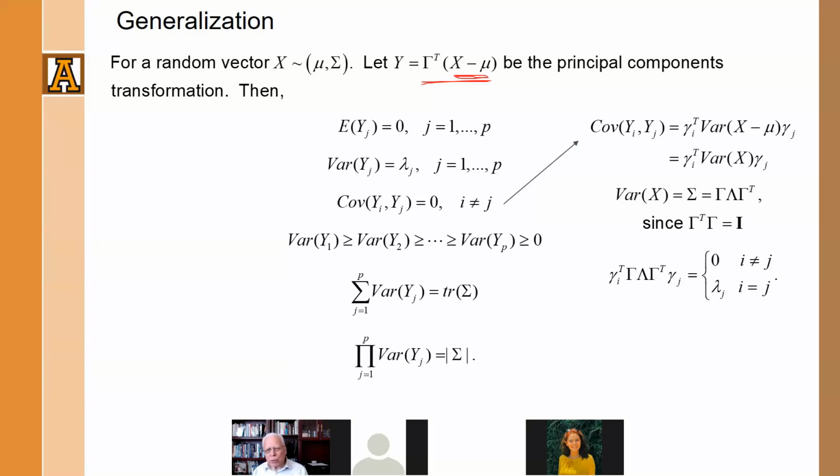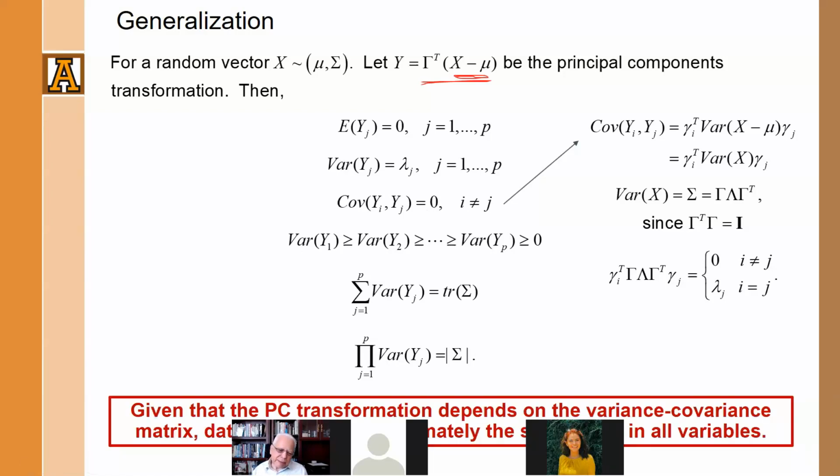Okay, so once we have that principal component transformation, there are some nice properties. In particular, the nicest property is that we have this covariance equal to 0 when i is different from j. For different principal components, their covariance is going to be equal to 0. And the other thing is, of course, it's very easy to obtain the variance and very easy to obtain the determinant of the variance covariance matrix.